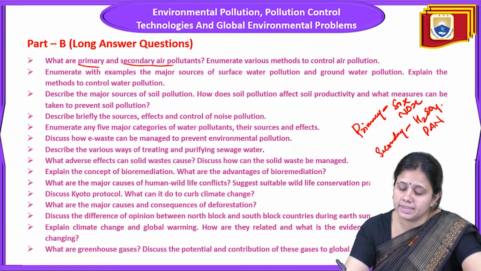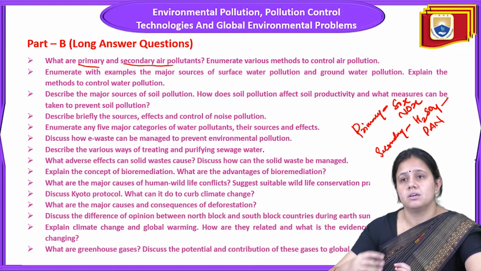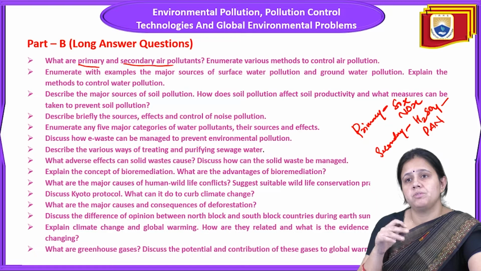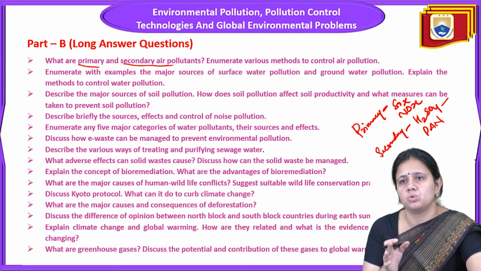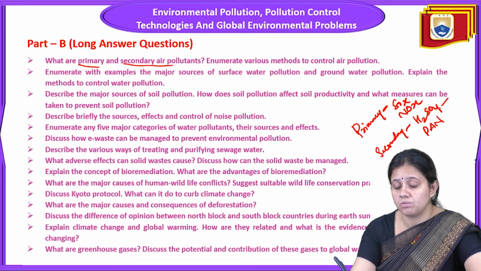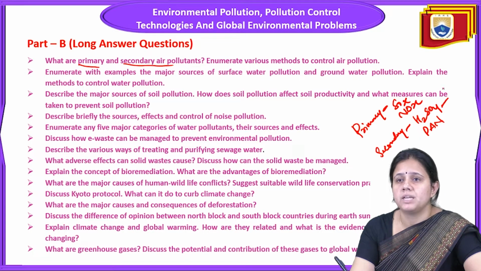H2SO4 is a secondary air pollutant that is formed by the reaction of primary pollutants. The primary pollutant SOx, in the presence of water, forms H2SO4, which comes down as acid rain.